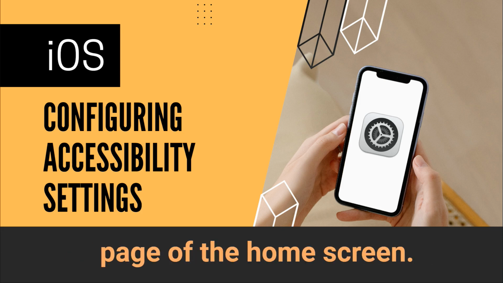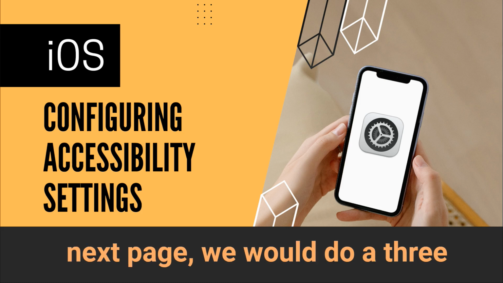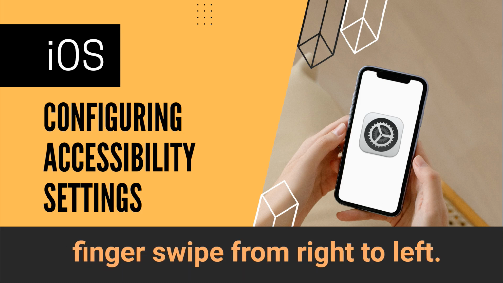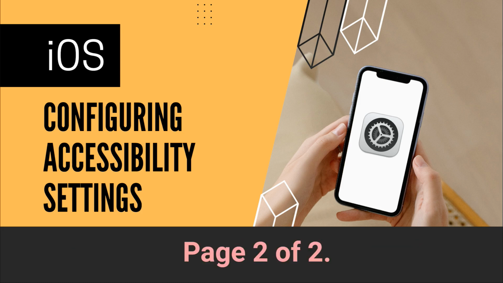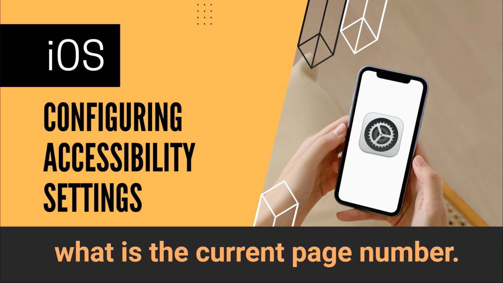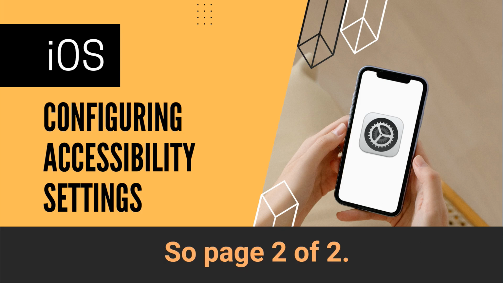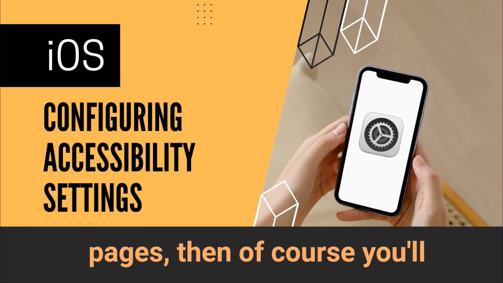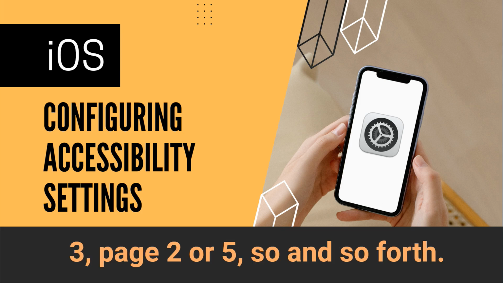Right now we are on the first page of the home screen, so if we want to go to the next page, we would do a 3-finger swipe from right to left. Page 2 of 2. Photo Booth. And then VoiceOver will announce the current page number. So page 2 of 2. If you have more than 2 pages, then of course it will say something like page 2 of 3, page 2 of 5, and so on and so forth.